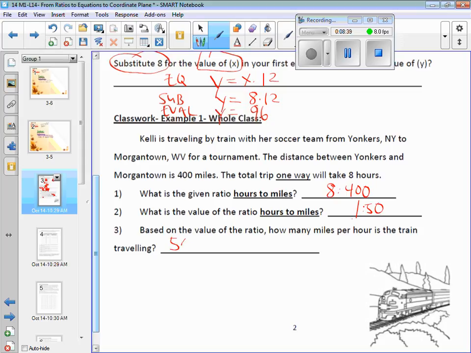Correct. Now I think, I don't know, you tell me. You know when you're in your car and the speedometer says 55 miles per hour? That's a ratio. It means in 1 hour you're going 55 miles. It's a ratio. Okay?